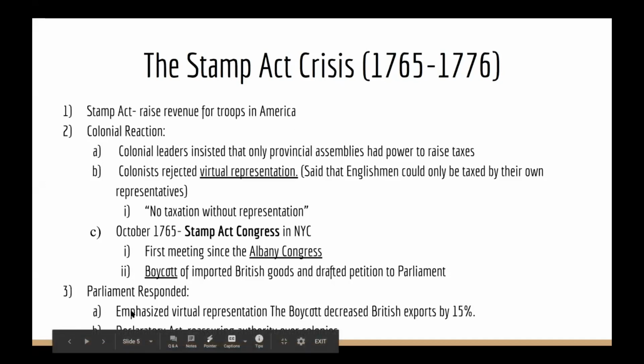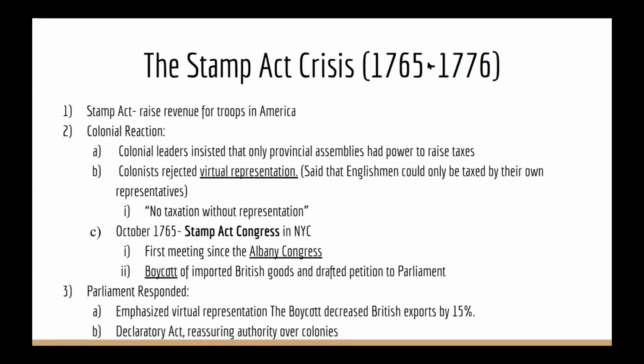So Parliament responded. As I said before, Parliament didn't know that there would be a negative reaction, or that the colonists would be angry, so they didn't really know what to do. What they did was actually inflict more anger upon the colonists. They said, no, virtual representation is good, and we need it. They justified and emphasized virtual representation. But the boycott was actually really successful, as it decreased British exports by 15%.